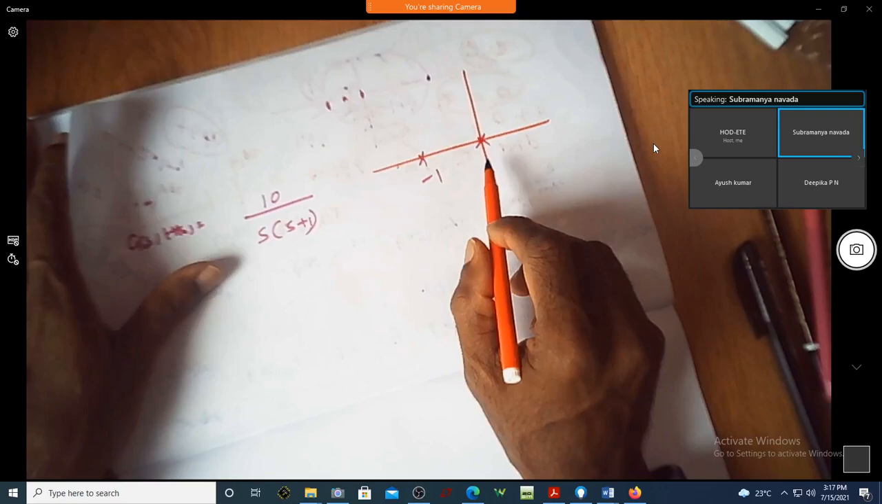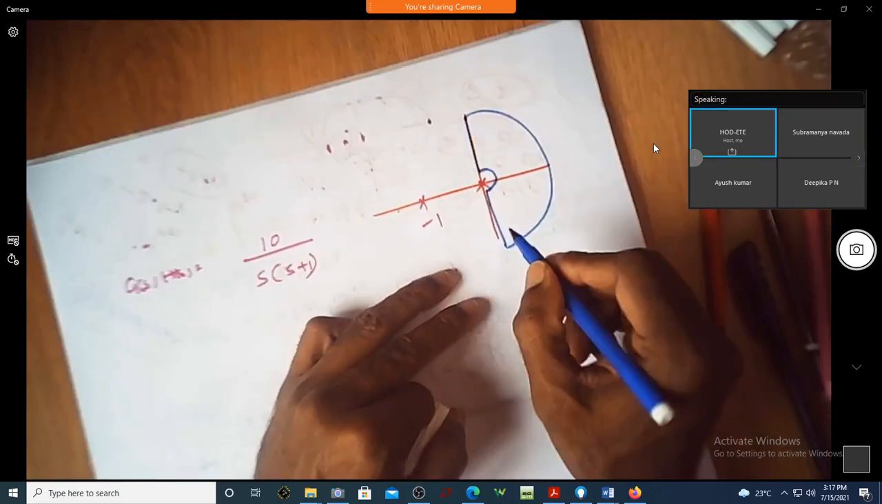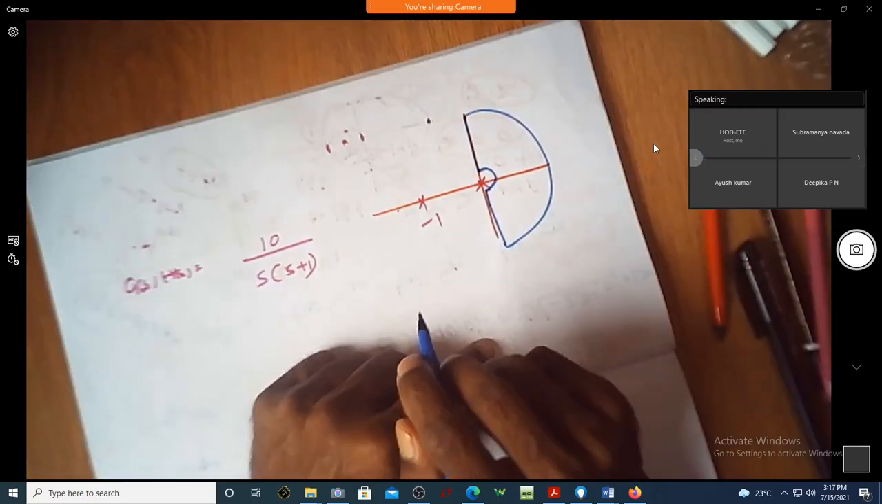Let me write it in a different color. Done? Yes, sir. You can see now it is not passing through. When it is passing through, a doubt will come: is the entire right hand side not covered?